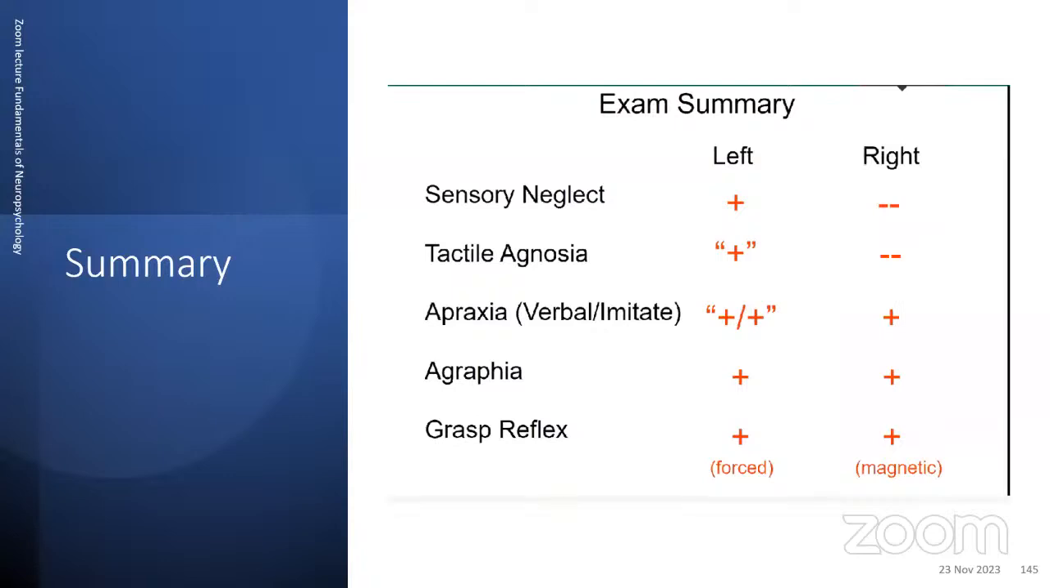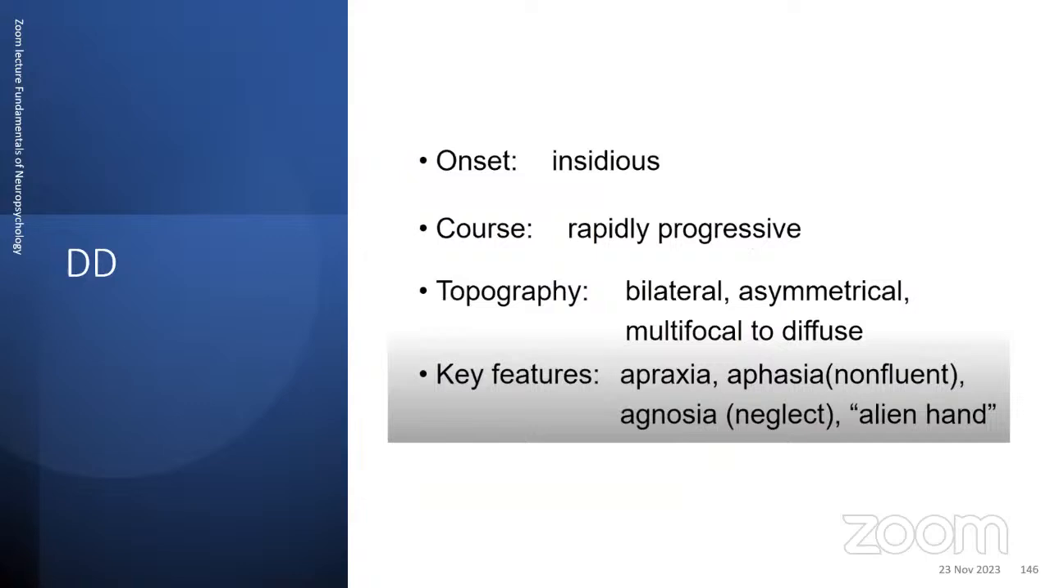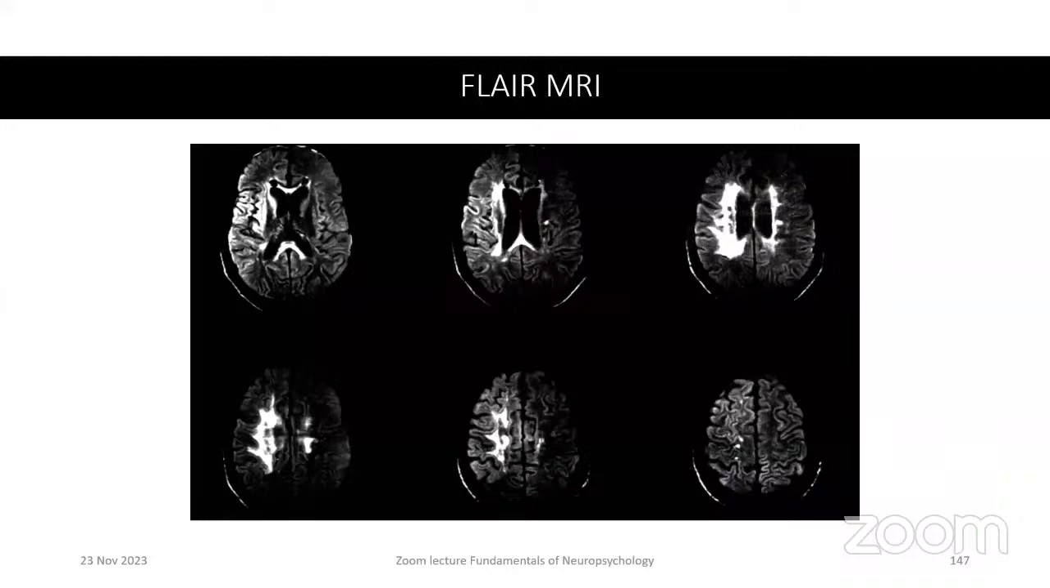Left side, right side, there will be nothing because the right cerebral hemisphere is defective. Tactile agnosia, apraxia, agraphia, and grasp reflex. These are the types of defects we see. So disconnection syndrome, key features: apraxias, aphasia, agnosias, alien hand also, bilateral, asymmetrical, multifocal to diffuse, sometimes progressing rapidly, but insidious onset. And you can see the various disconnections.